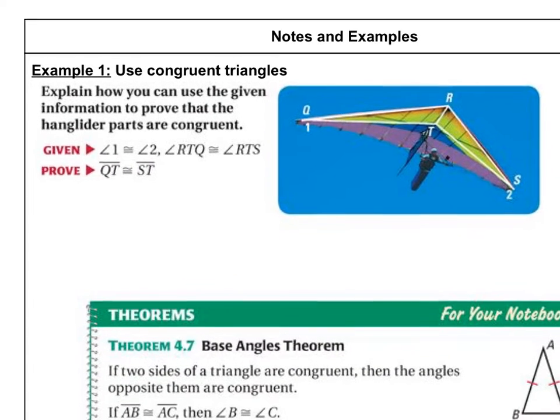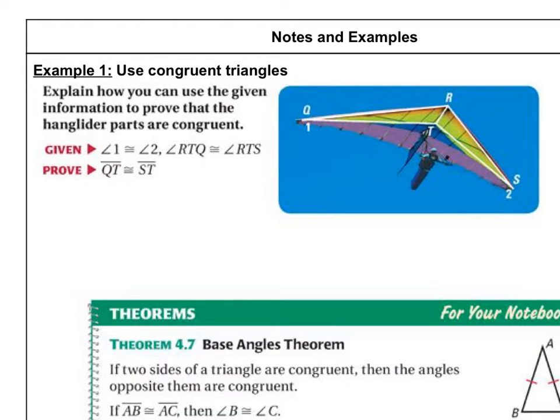Use congruent triangles. Explain how you can use the information given to prove that the hang glider parts are congruent. So we're going to go ahead and mark the information that we know. We know angle 1 is congruent to angle 2, so we'll mark that here. And we know that RTQ, this angle here, is congruent to RTS, which is right here. So we have two angles that we know are congruent.